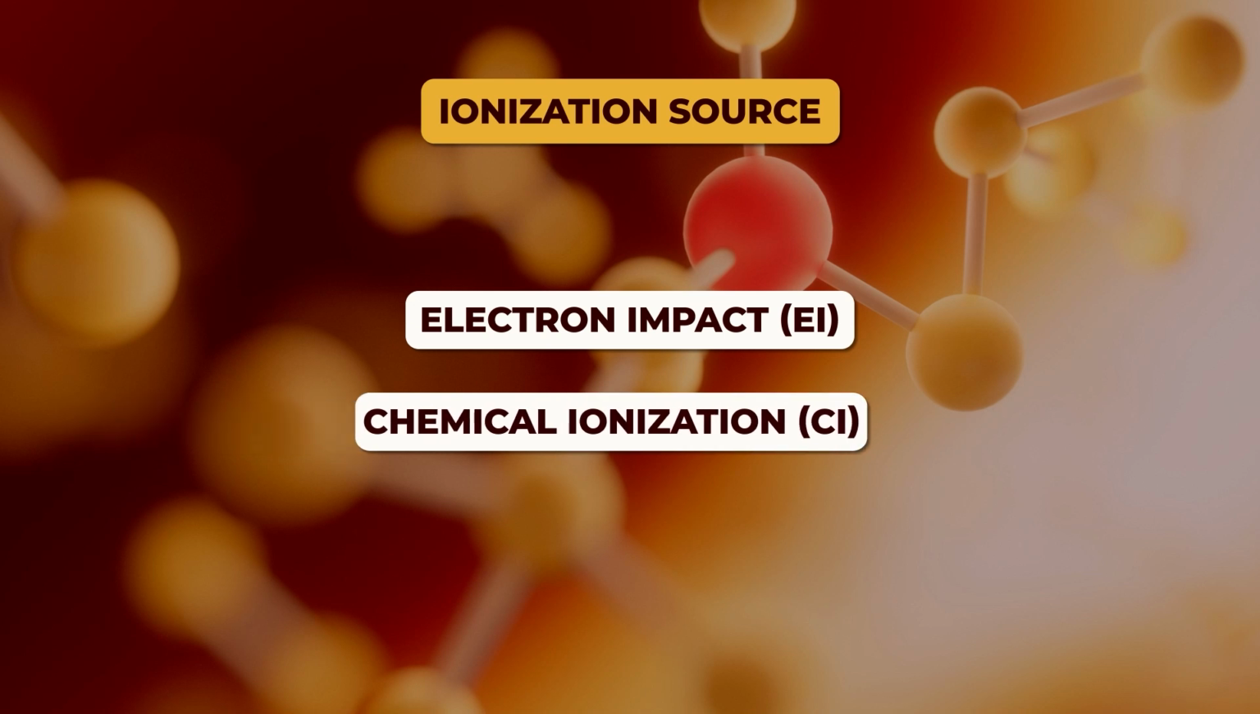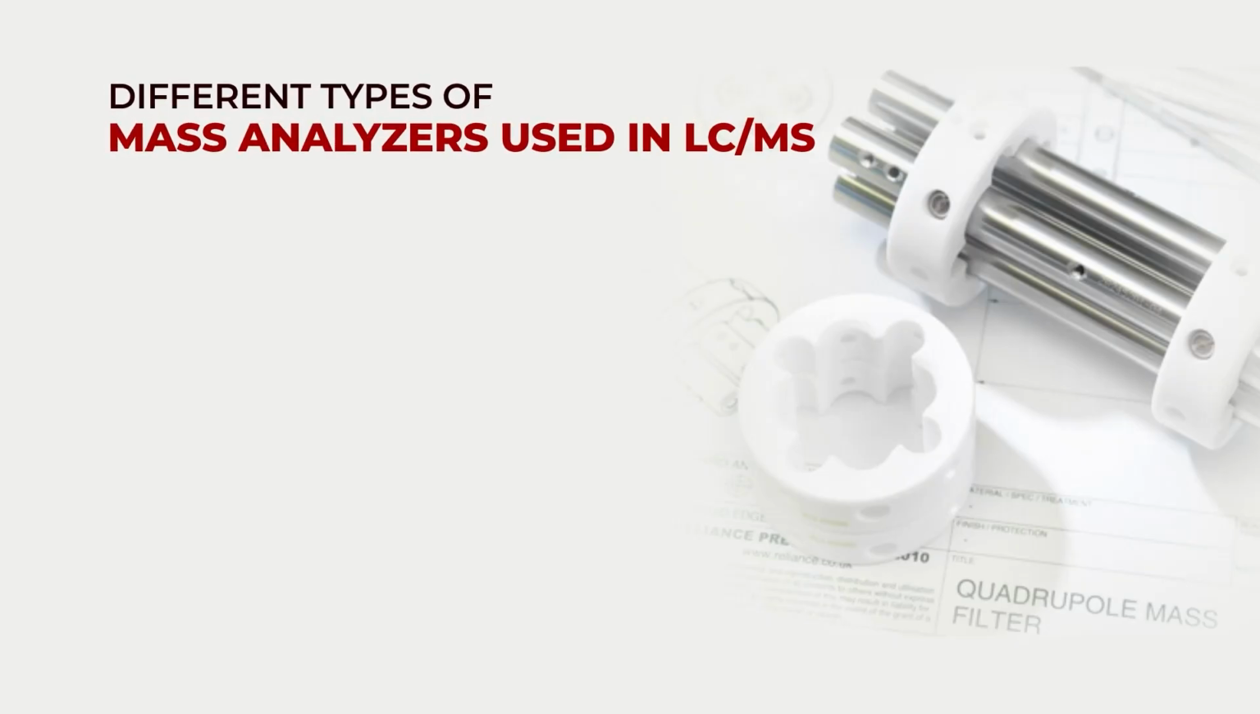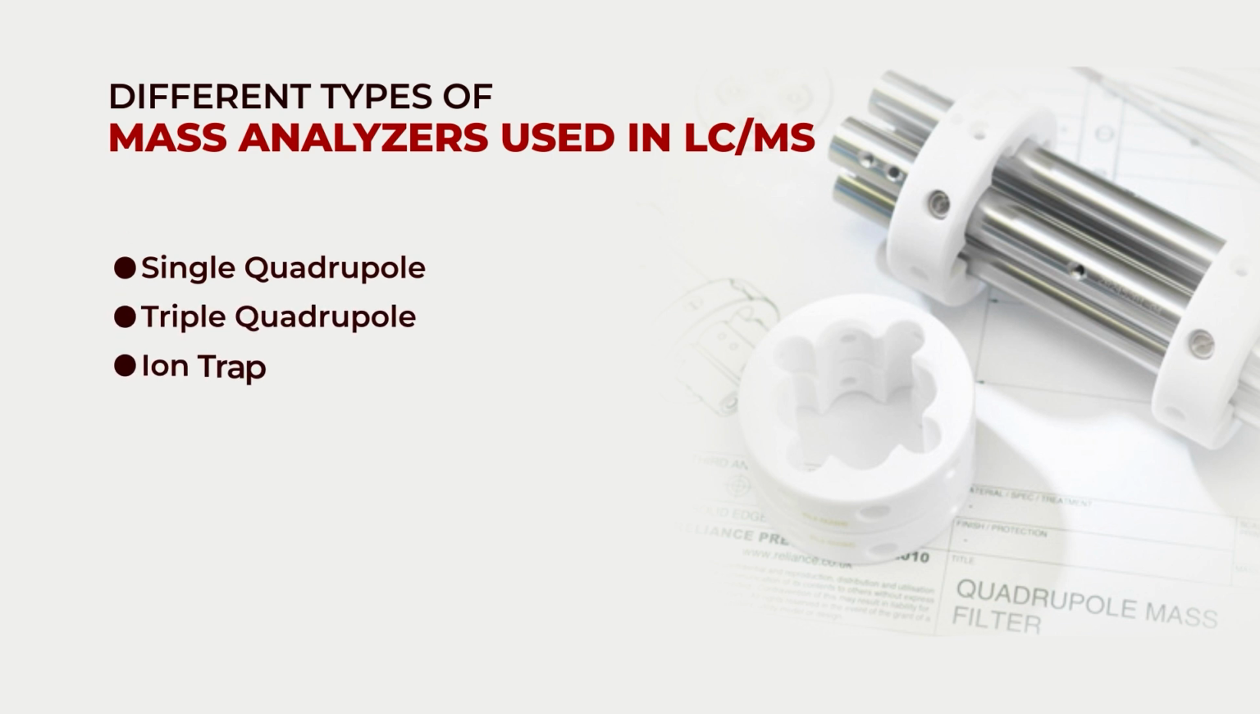Now, different types of mass analyzers, the detectors, for example in LC-MS. We can have single quadrupole, triple quadrupole, ion trap, time of flight, and quadrupole time of flight, clubbed together, quadrupole and time of flight.